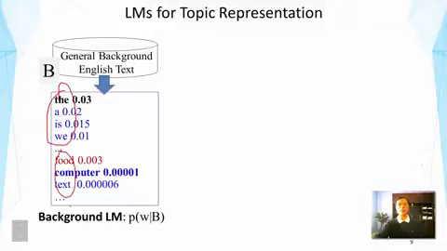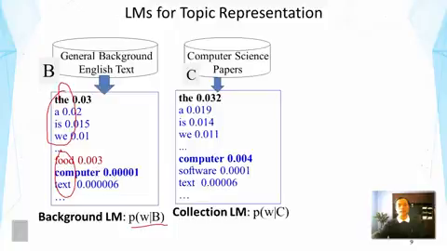It represents the frequency of words in English in general. Right? This is the background model. Now let's look at another text. Maybe this time we'll look at computer science research papers. So we have a collection of computer science research papers.